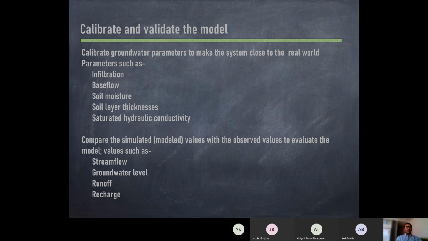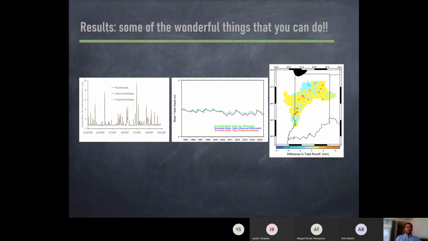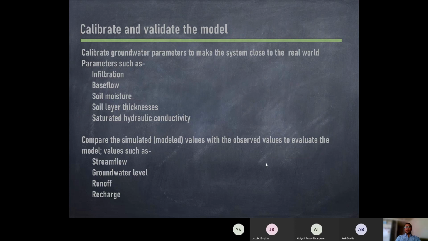And after calibration is done, you can validate the model. What does that mean? Say you have calibrated for 10 years, from 2000 to 2010. From 2000 to 2010, you have simulated with all the information and you have calibrated these parameters that I have just mentioned, and it looked good.